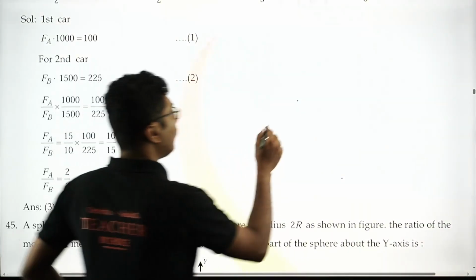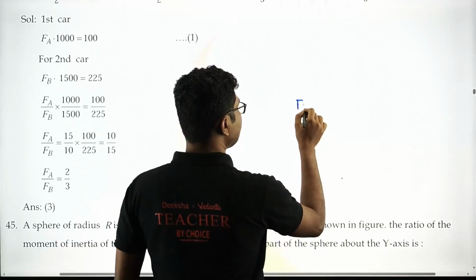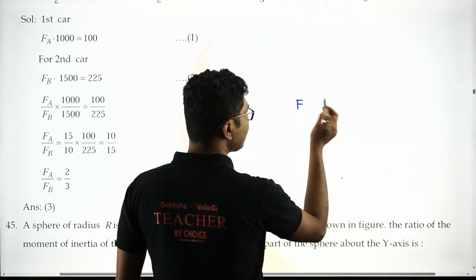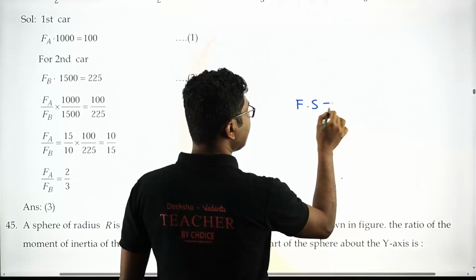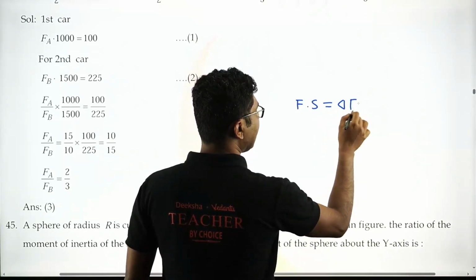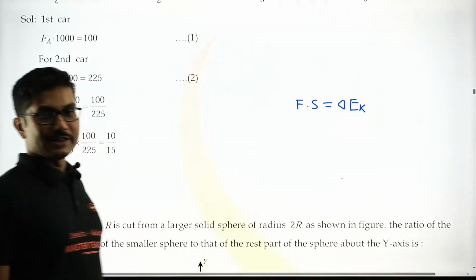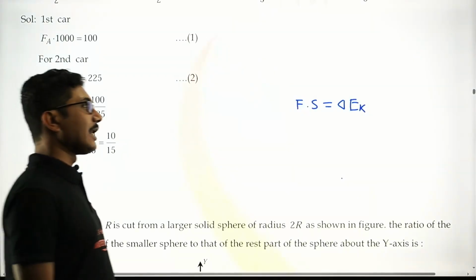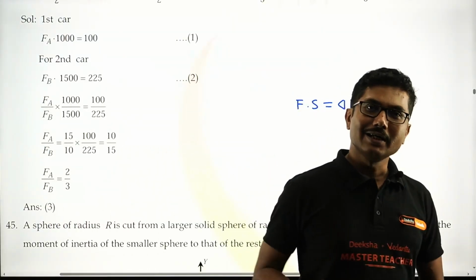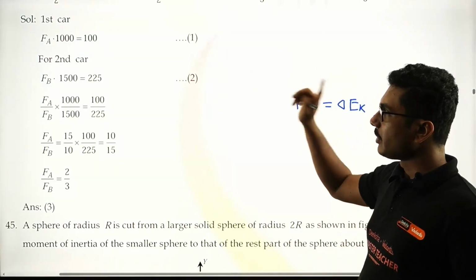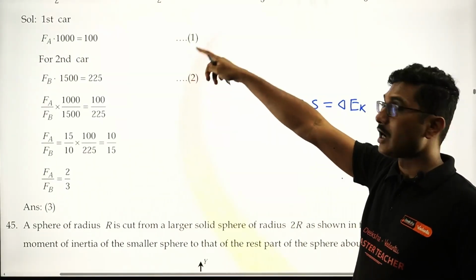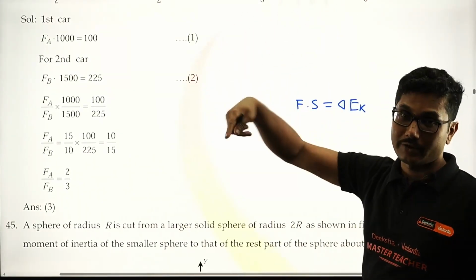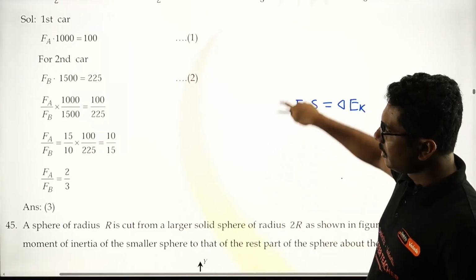Work energy principle: change in kinetic energy is equal to work done, F dot S equals delta EK. The initial kinetic energy goes to 0, so the change in kinetic energy is basically the starting kinetic energy: 100 minus 0 for car 1, 225 minus 0 for car 2.